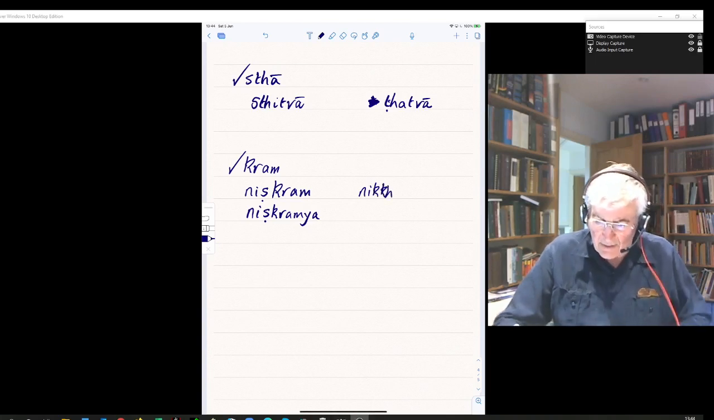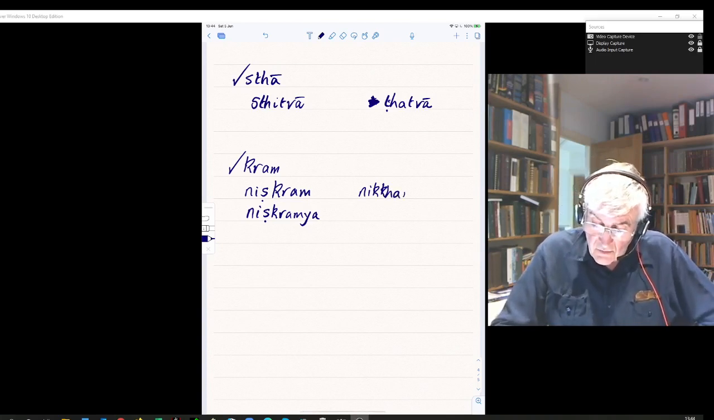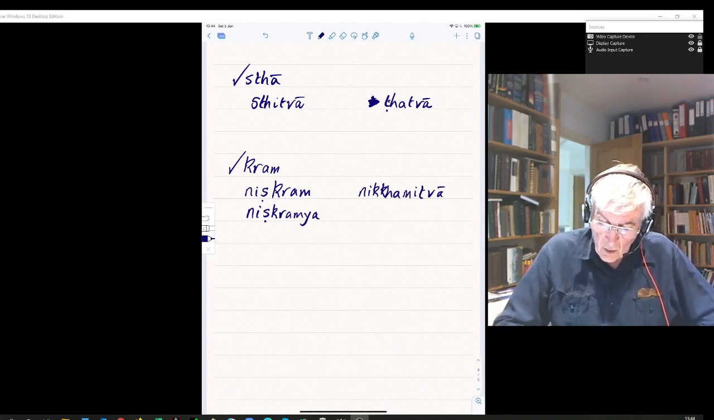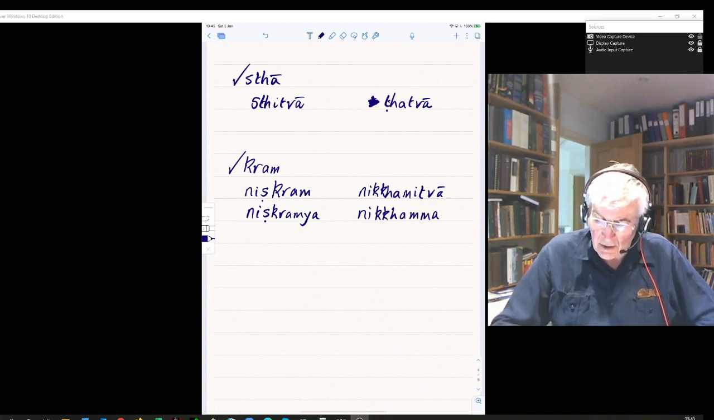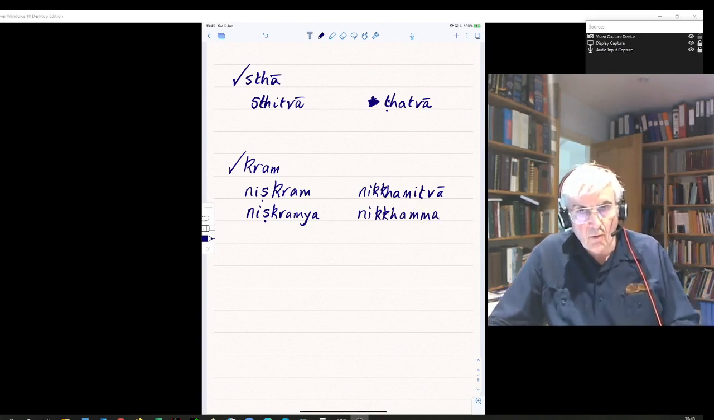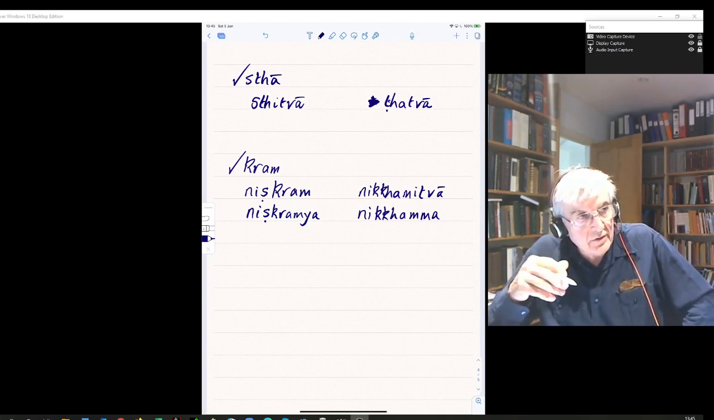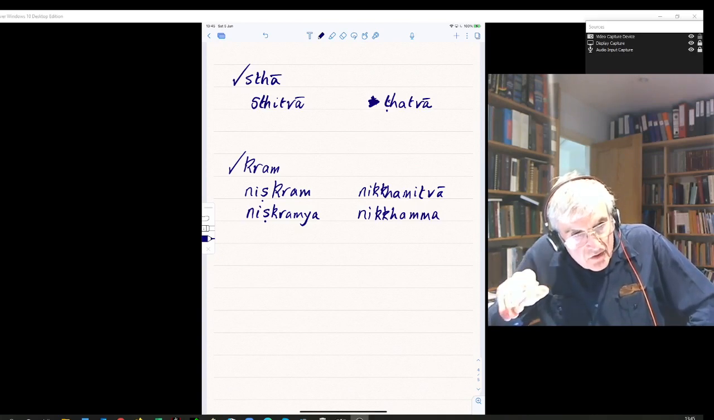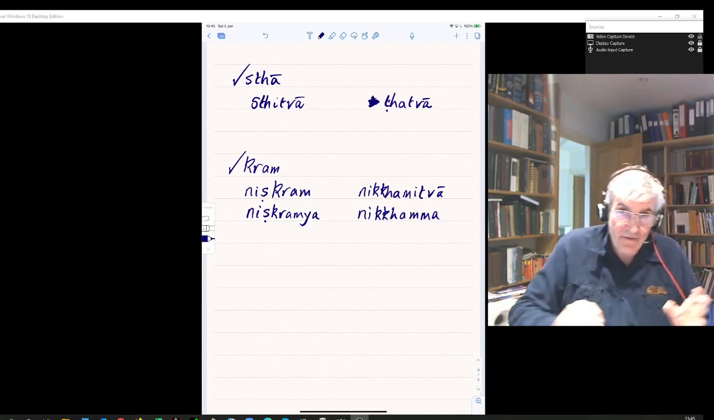So the nishkram becomes nikkam, the usual phonetic mutation, Sanskrit to Pali. So with the inserted i, nikkamitva, or a form that exactly mirrors the Sanskrit, nishkramya becomes nikkamma in Pali. And as we now know, the form nikkamitva or nishkramitva would not be allowed in Sanskrit, because you can't have the twa if the root has a verbal prefix in front of it.